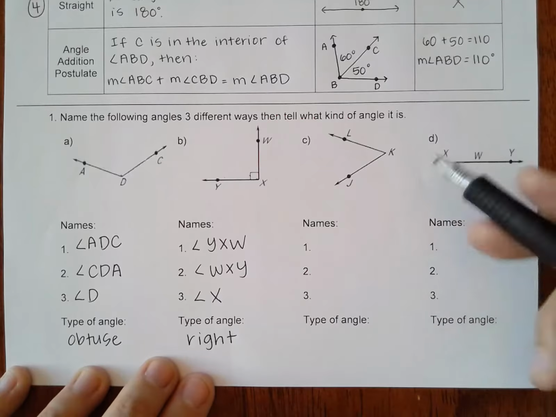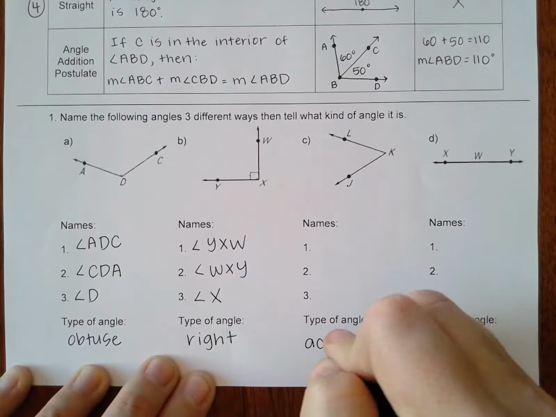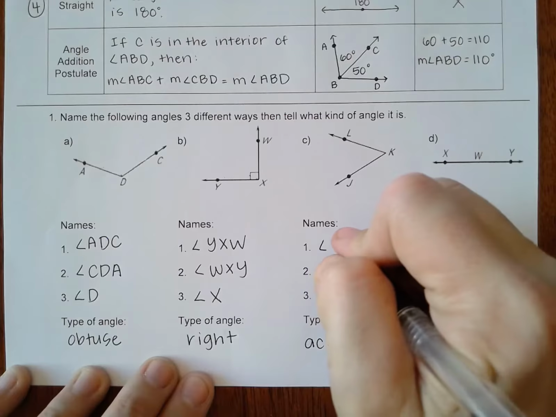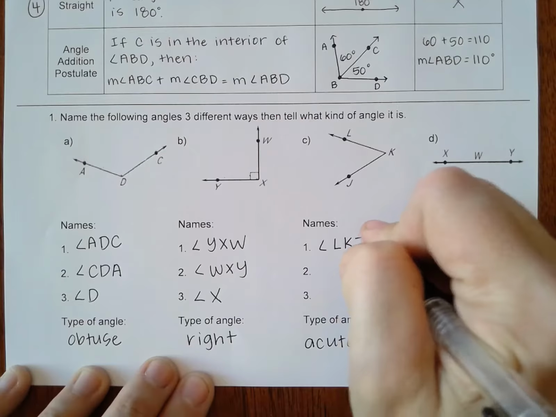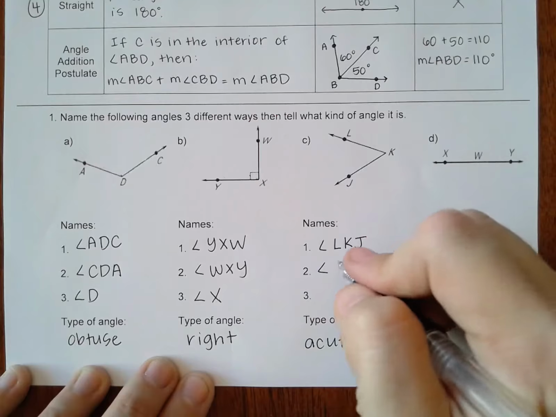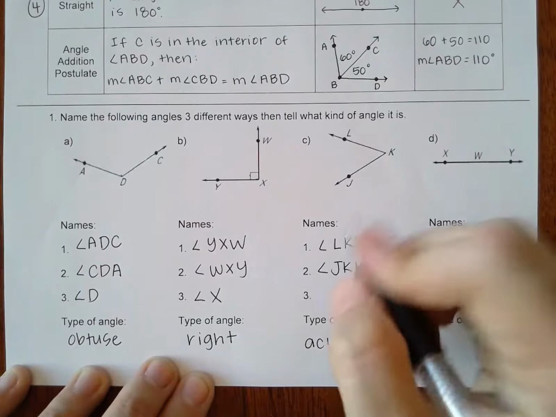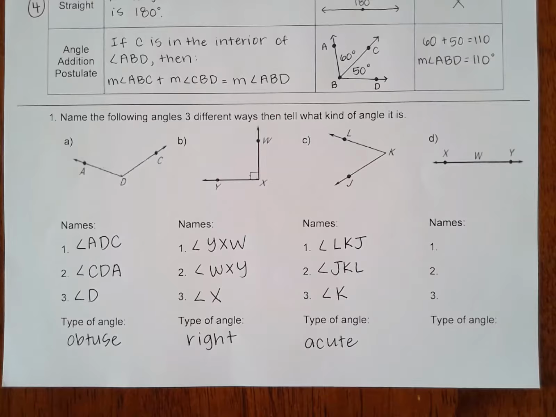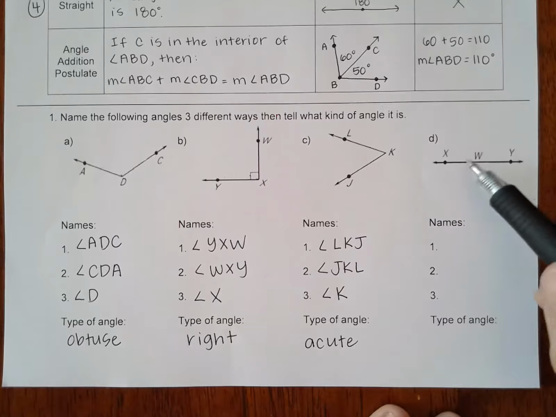This third angle looks like it's less than 90 degrees, so I'm going to say that I believe it to be an acute angle based on how it looks. And I can call this one angle LKJ. I could call it angle JKL, or I could simply call it angle K because there's no other angles right here.